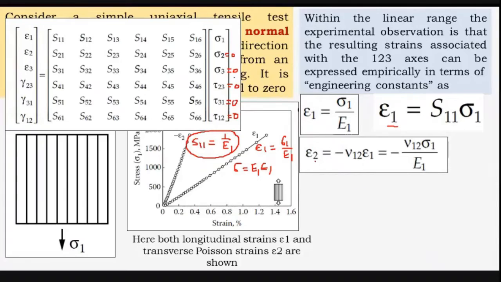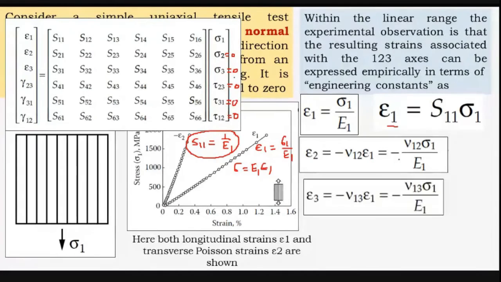Now we have this relationship for epsilon 2, because this is a Poisson's ratio. Poisson's ratio nu 1 2 is equal to epsilon 2 upon epsilon 1. That is the strain in the transverse direction divided by the strain in the longitudinal direction. So this will give the Poisson's ratio. This can be further simplified just by putting in the values of epsilon 1 that we have found out.